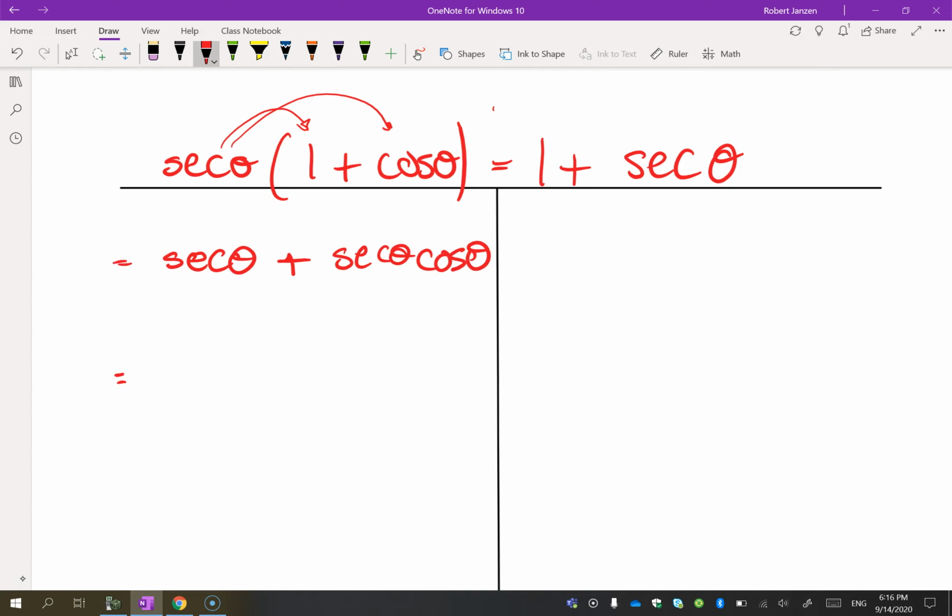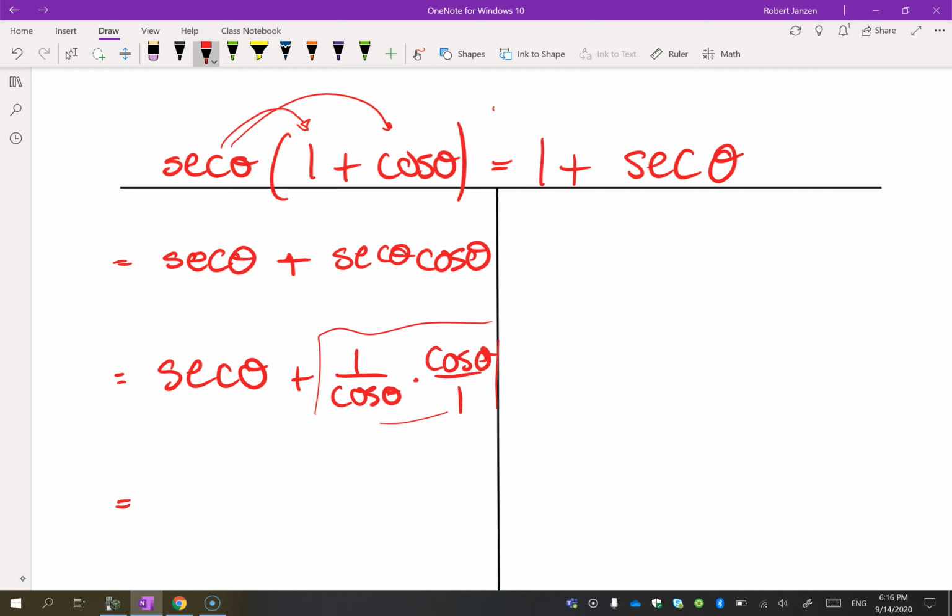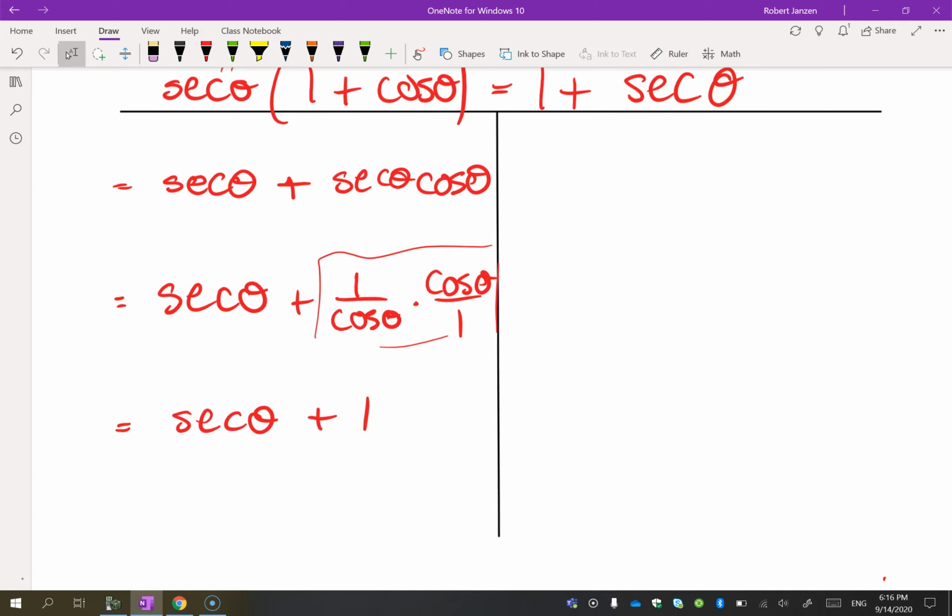Okay, what is secant times cos? Well, remember I said sometimes it helps to change things to sine or cos. What if I change this secant to 1 over cos, and this cos I will leave? What's 1 over cos times cos over 1? That's 1. And now the left-hand side equals the right-hand side. They are the same.